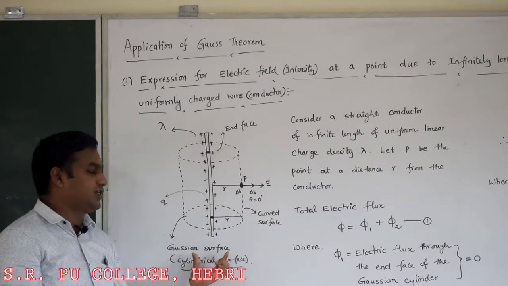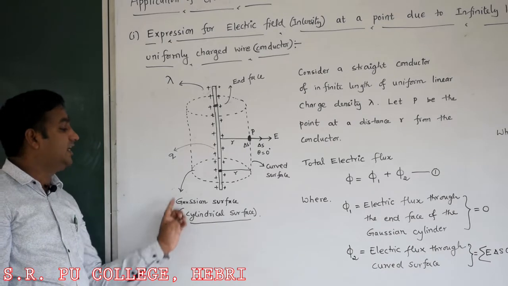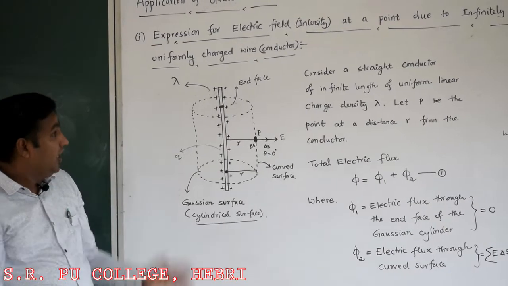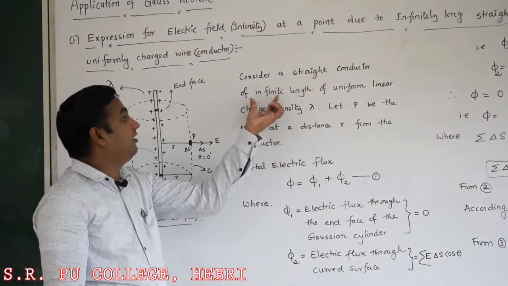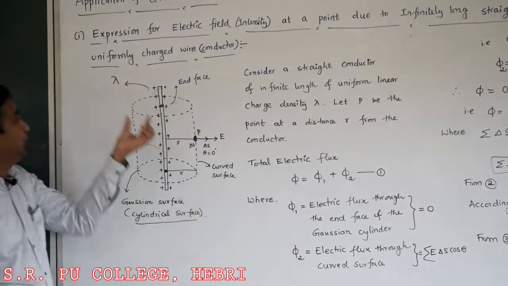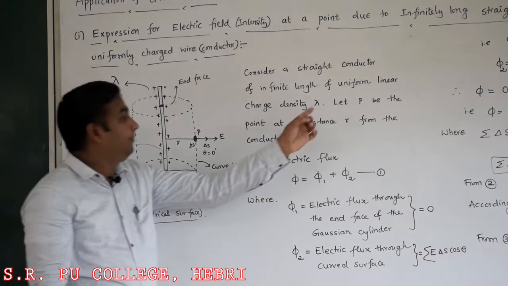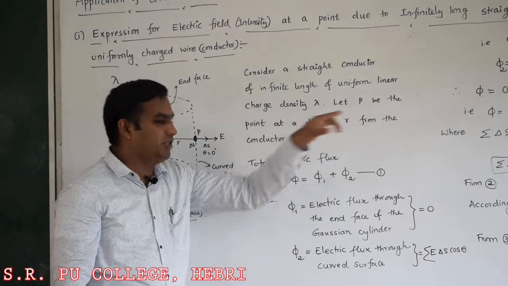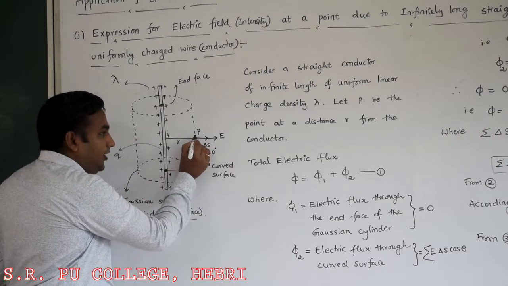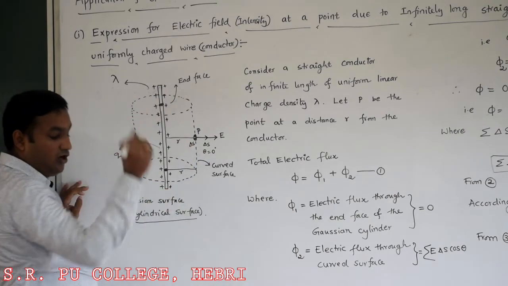First you have to assume a Gaussian surface. This Gaussian surface is just imaginary. I consider one imaginary cylindrical surface. That imaginary cylindrical surface is called the Gaussian surface. Again, consider a straight conductor of infinite length with uniform linear charge density lambda. Let P be the point at a distance r from the conductor. See the diagram. On the Gaussian or cylindrical surface, I assume the point P. That point P is at a distance r from the wire or conductor.